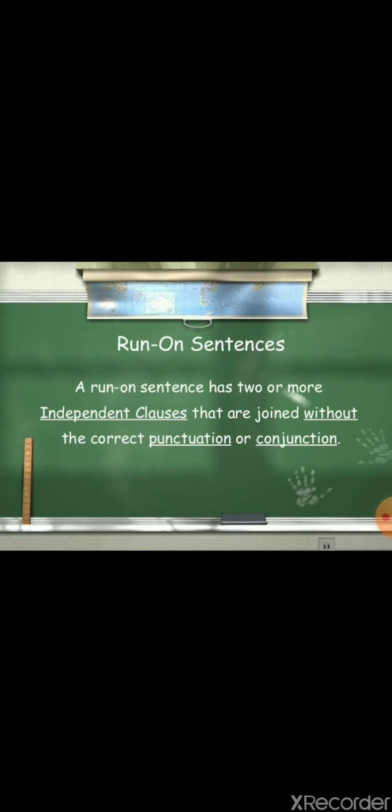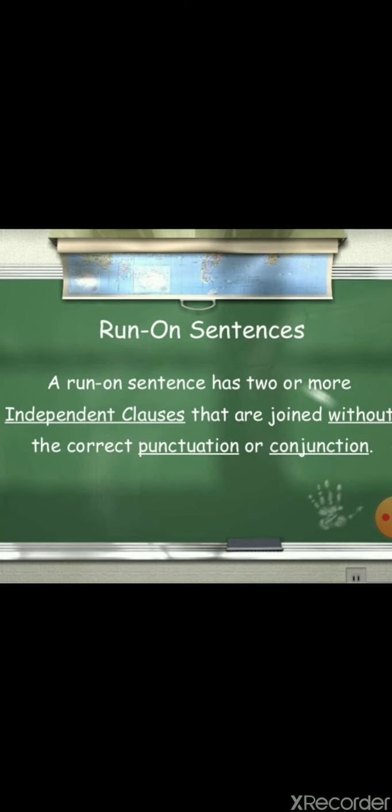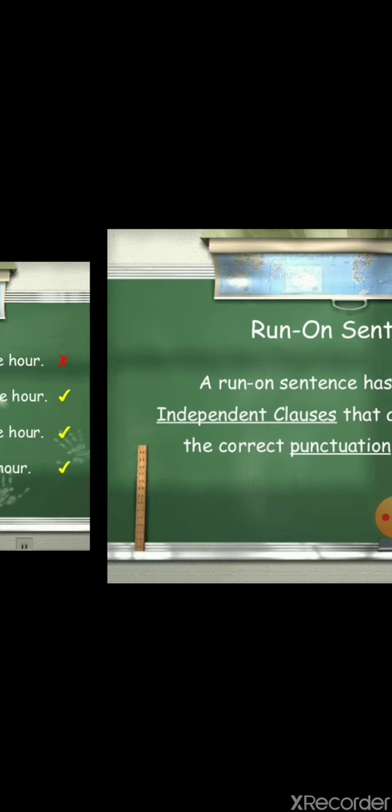Run-on sentences. A run-on sentence has two or more independent clauses that are joined without the correct punctuation or conjunction. I told you in run-on sentences there is a mashup. Mashup means all together without any indication. So indication may be some punctuation mark or conjunction, but very rarely we get errors based on punctuation. So it's always related to the conjunctions. Just look at the example to understand it.